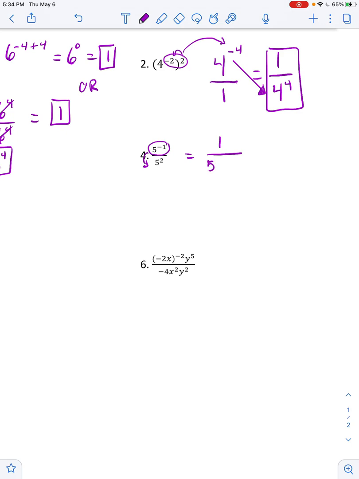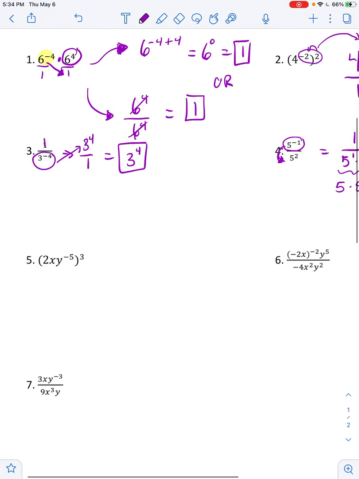When you bring that 5 to the negative 1 to the bottom, it becomes a 5 to the positive 1, but you already have a 5 to the second down there. And that would mean a total of 5 to the third. And that's in the bottom because of that negative. So that moved into the bottom, became positive, and then combined. Because remember, this would be 5, and this 5 squared would be 2 more of them. So ultimately, I end up with a 1 on the top and 5 to the third on the bottom.